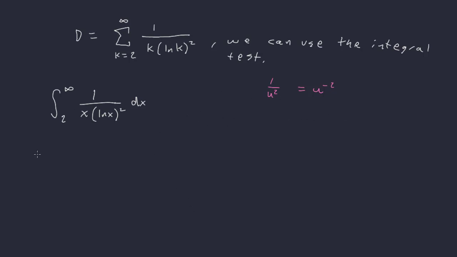Okay, quick u substitution using the u to the negative 2, which when we integrate it will give us negative u to the negative 1, or negative 1 over u. All right, so I'm going to leave the 1 over x there. I'm going to have 1, and I should introduce a negative here, negative 1 over our u, which is ln of x.